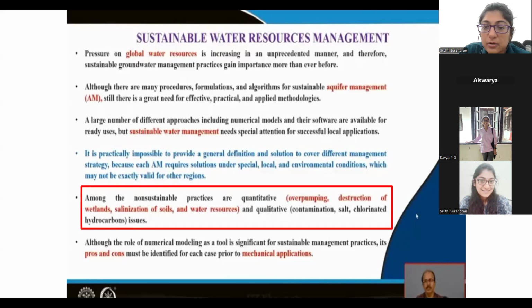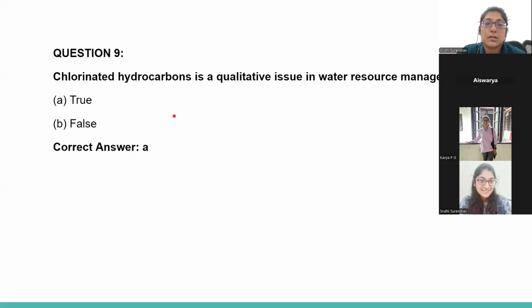So, chlorinated hydrocarbons is a qualitative issue that is affecting the quality of groundwater resources. So, the answer for this question would be true, because it is impacting. Chlorinated hydrocarbon is a pollutant that impacts the quality of groundwater resources. So the answer for this question would be true.